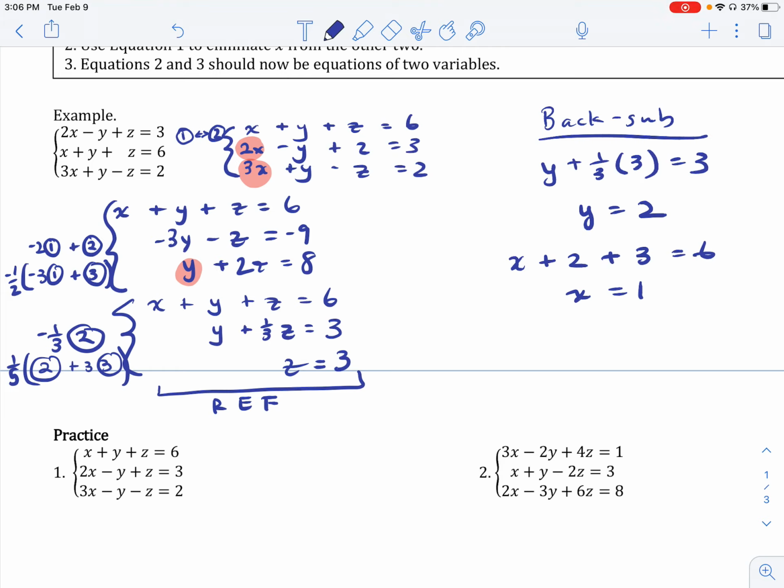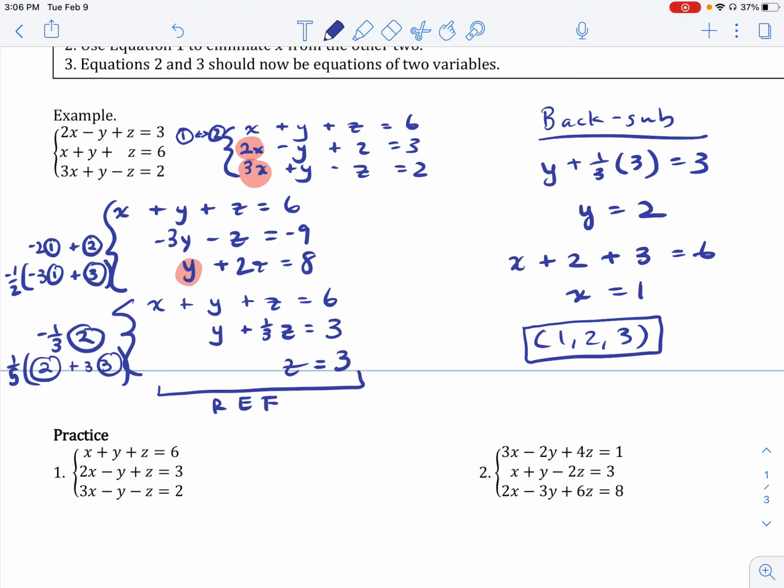Again, we shouldn't stop here. We should express our solution as an ordered triple. So we'd say (1, 2, 3) is our ordered triple. And we're done. We've solved that system. So Gaussian elimination is the process of using row operations to take our system as it's given to us and putting it into row echelon form so that we can do back substitution.